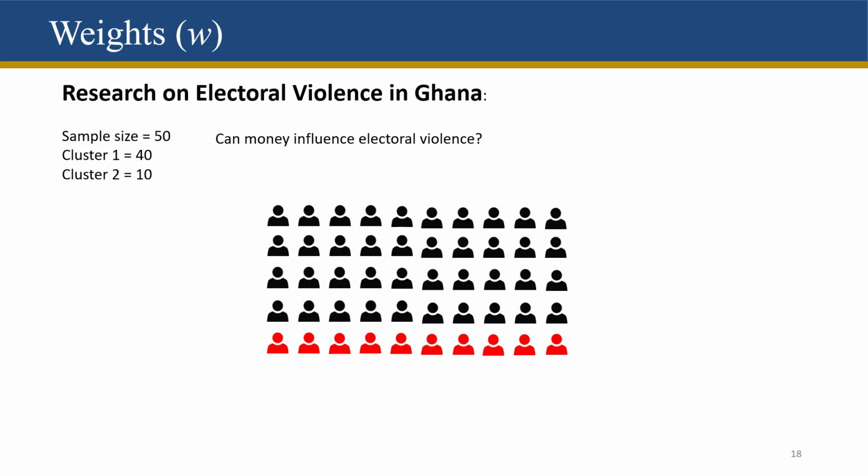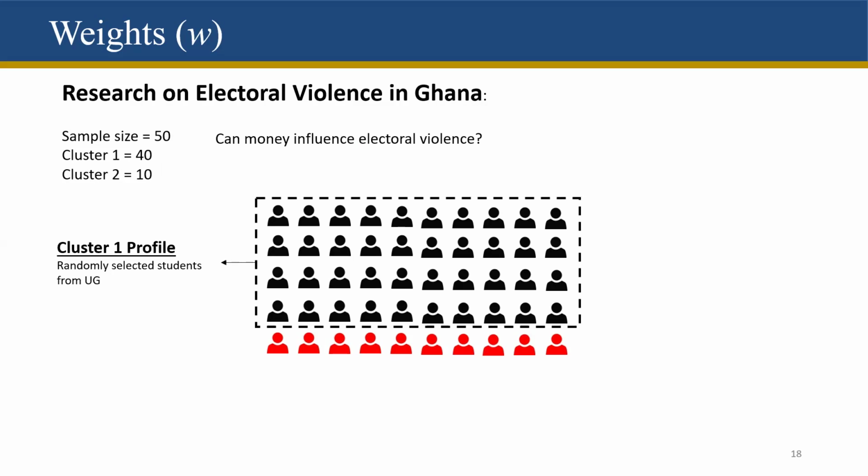So now, let's assume we ask a question: can money influence electoral violence? So it is either going to be a yes or a no. Now, this is the profile of the first cluster. Let's say randomly selected students from the University of Ghana, randomly selected, okay? So maybe the survey team went into the various halls, the various lecture halls, night markets, I mean random places at the university, and selected 40 people and saw their views.